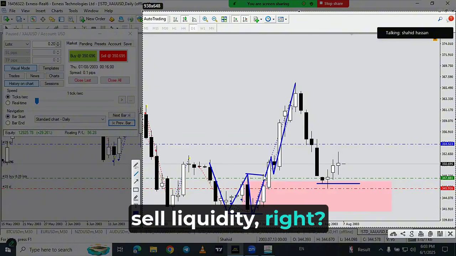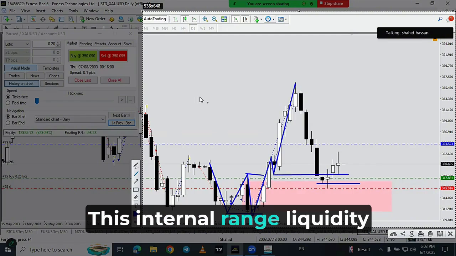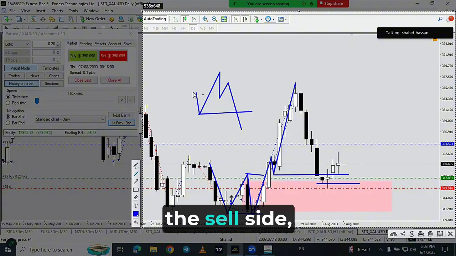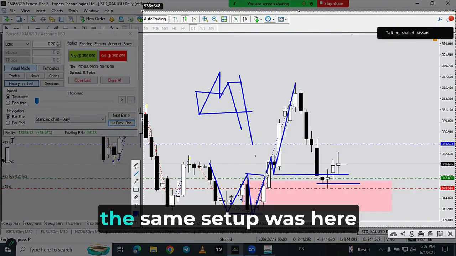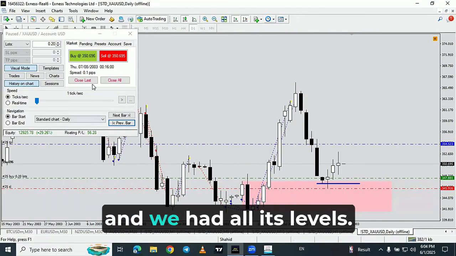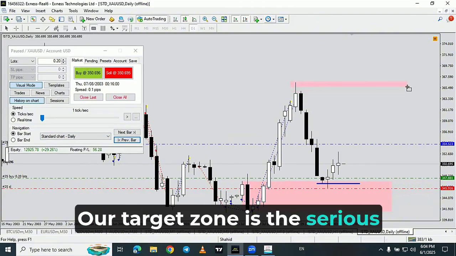sell liquidity, right? And above it, which internal range liquidity was lying? This internal range liquidity was lying, which is our setup. This became the buy side, the sell side, and this internal range liquidity was sold from above it. So the same setup was here on the daily as well, and there was engulfing too, and we had all its levels. So what is our target zone? Our target zone is the swing high here.